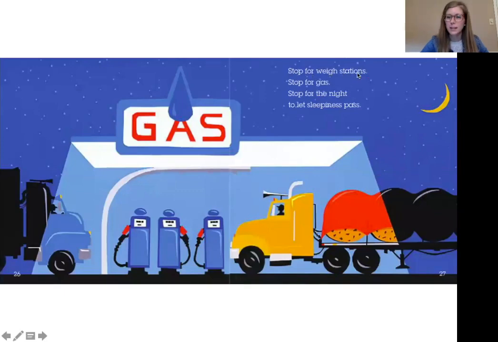Stop for way stations, stop for gas, stop for the night to let the sleepiness pass.